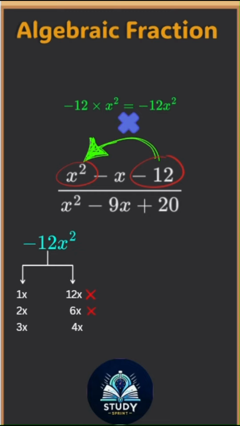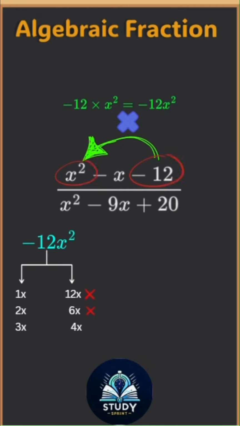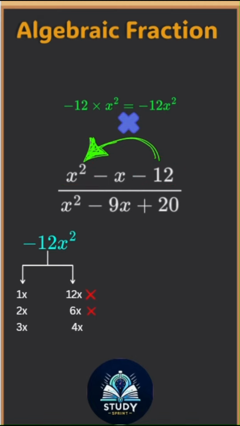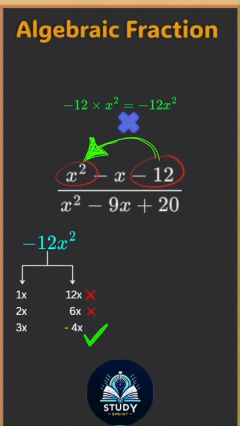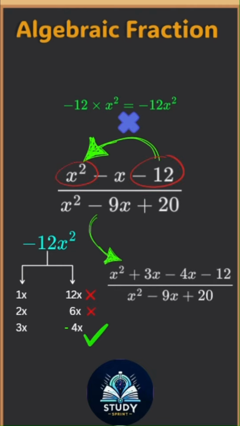Now the problem is about the sign. Because we need negative 12x squared when multiplied together and negative x when subtracted together, we're going to give 4x, which is the greater term, the negative sign. So this pair is the right one. So after figuring out the two terms, we're going to write the question again, but this time instead of the middle term, we're going to write our two terms in place of the middle term.